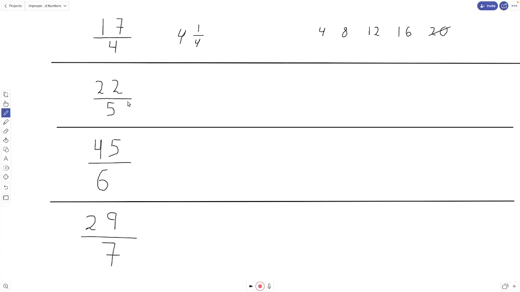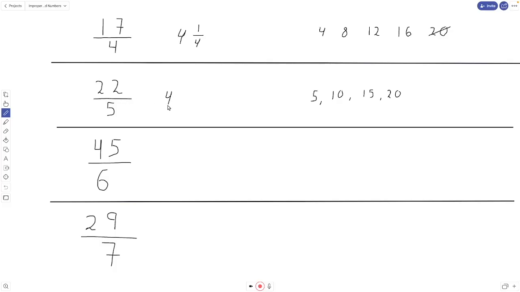So here we are, 22 over 5. What's our first step? We're going to again count. How many times does 5 go into 22 without going over? So let's count. 5, 10, 15, all right, 20. Now, we know that if we add a 5 to the 20, we're going to get 25, right? So we don't want to do that because that's going to be higher than 22. So how many times does 5 go into 22 maximum? 4 times.